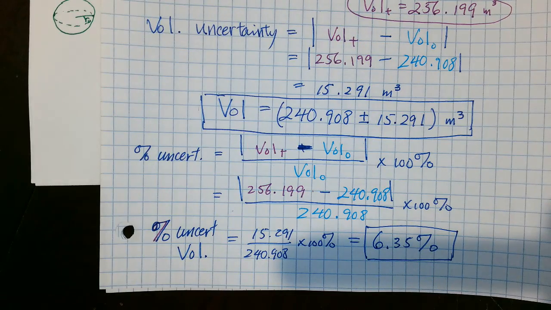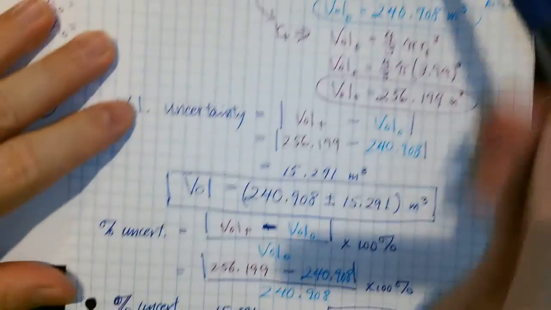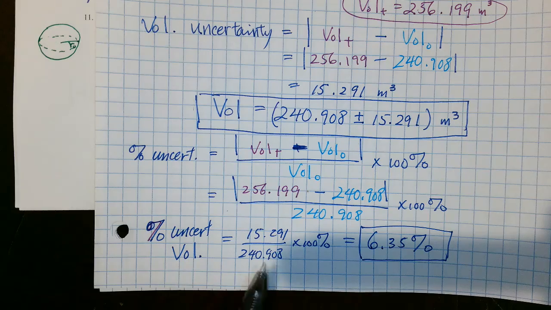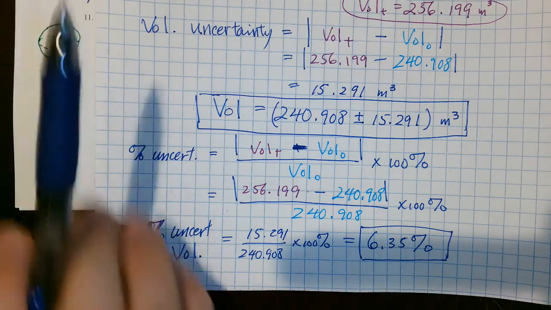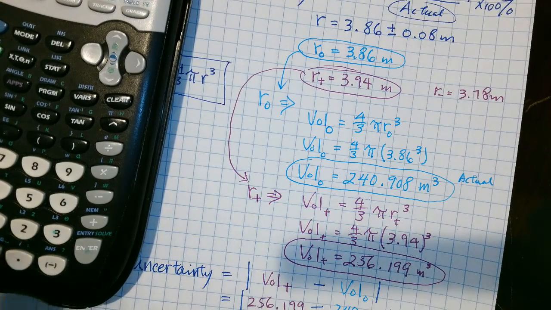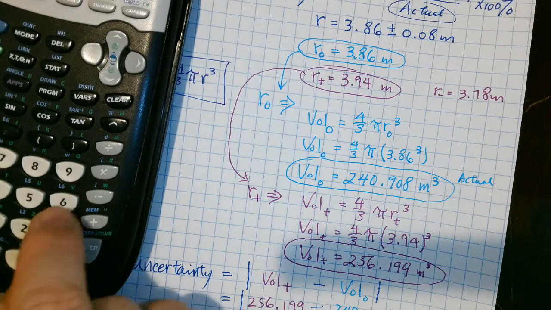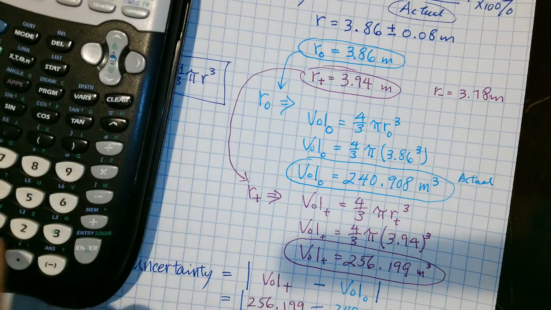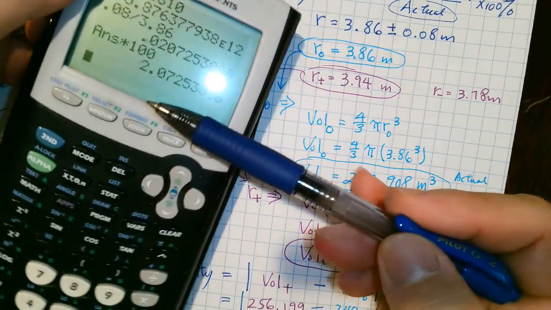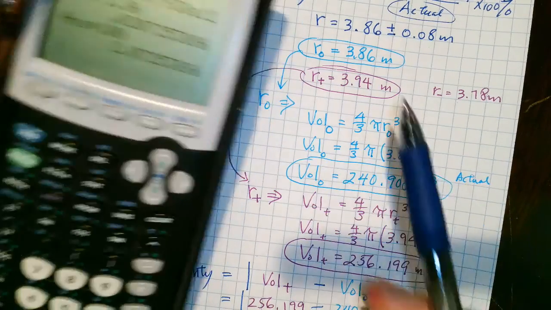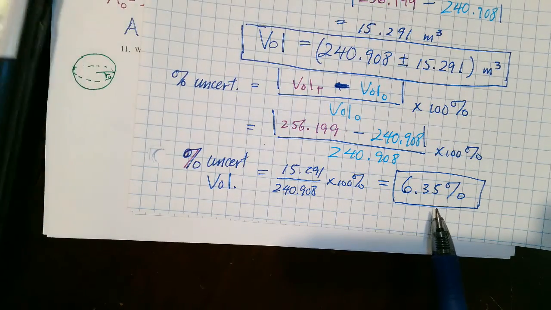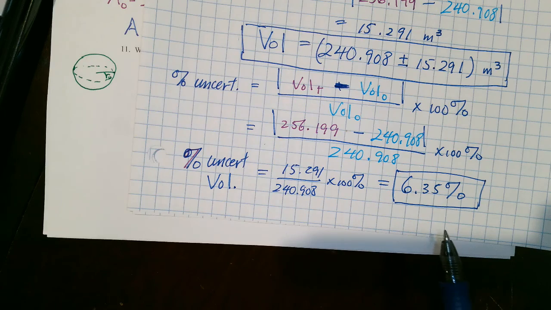Okay? So from the uncertainty of the radius of 0.08 meters, you get 6.35. So how much uncertainty percent is just for the radius? If you were to look at that, then 0.08 divided by 3.86, right? If you multiply that by 100, the radius had uncertainty of only like 2.1%. But when you work this out, you're going to get like 6.35% of uncertainty when you were looking for the volume of it.